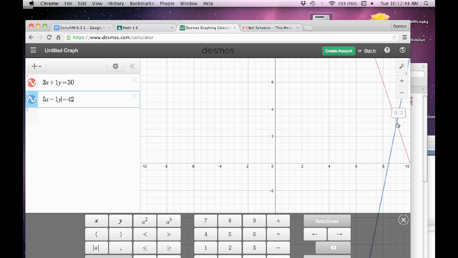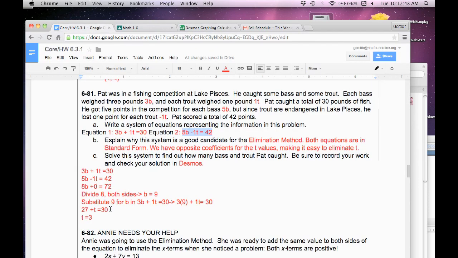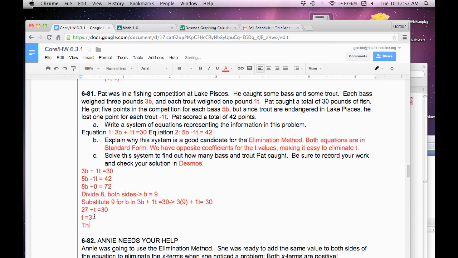And we see they cross at 9, 3, which is exactly what we got. B equals 9, T equals 3. So the solution is correct. Yes!